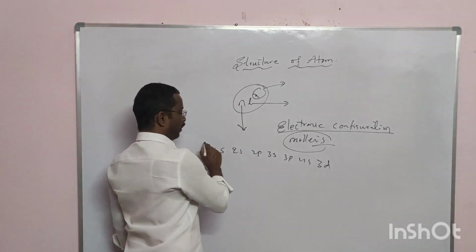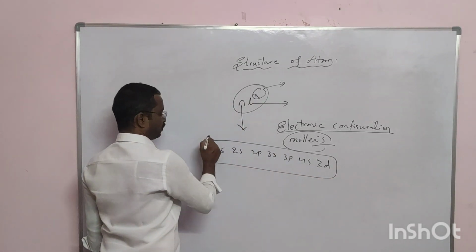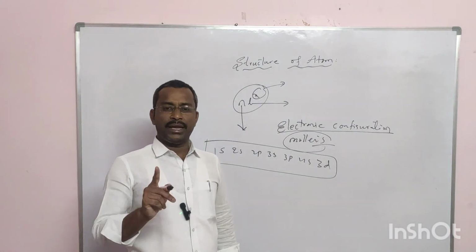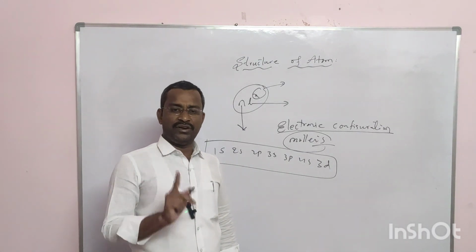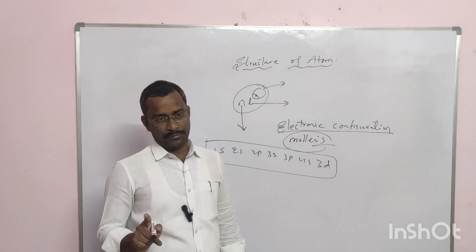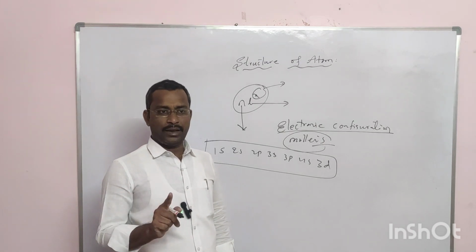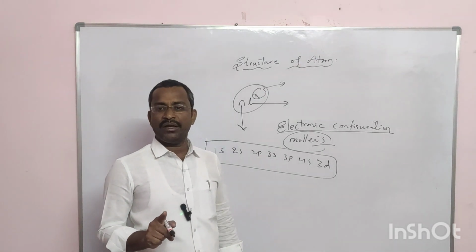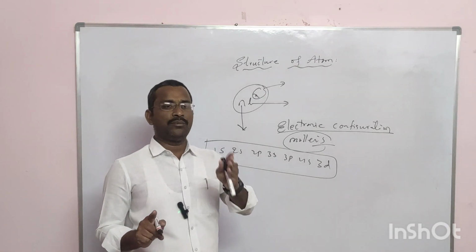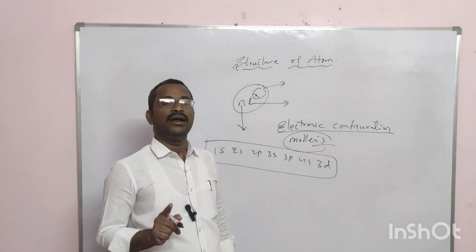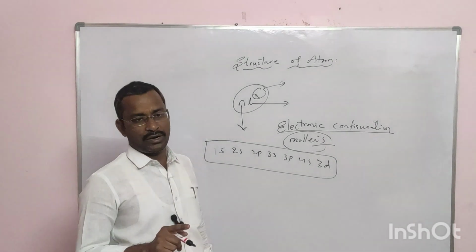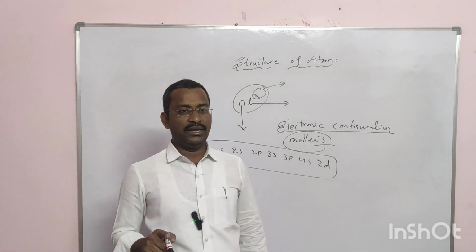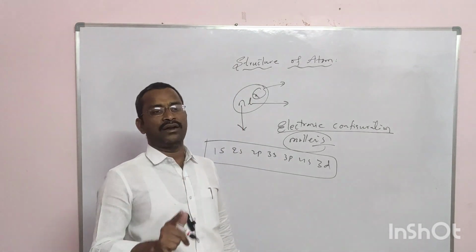So it is enough to write the 30 electrons are available. But remember, S capacity 2, P capacity 6, D capacity 10, F capacity 14. I repeat, S capacity 2, because there is only one orbital. P capacity is 6, because Px, Py, Pz, 3 orbitals. D capacity 10, because 5 orbitals. F capacity 14, because there are 7 subshells. Each orbital should have how many electrons? 2 electrons.